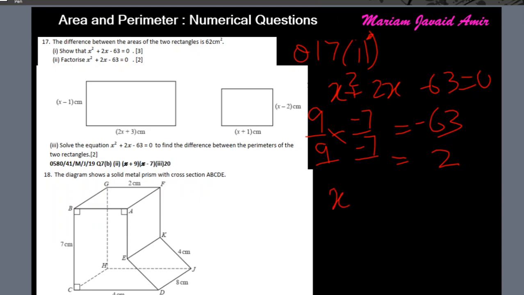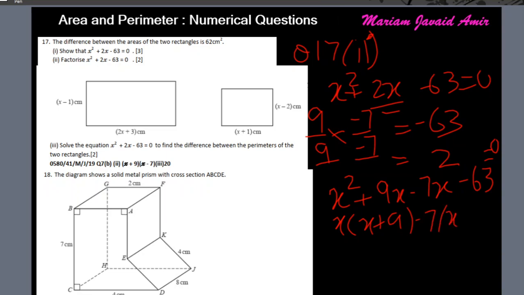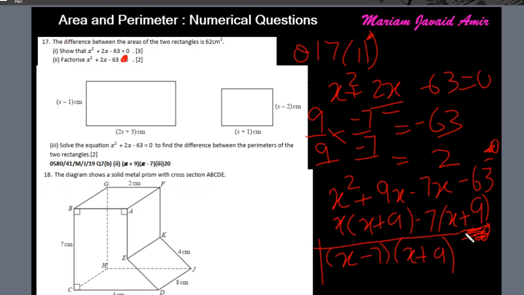So I'll break the middle term into 9x minus 7x. Instead of 2x, I've written this, and the rest will remain the same. Then x is common in the first two terms, minus 7 is common in the next two terms. So this becomes x plus 9, and this becomes x minus 7. Oh, I'm not supposed to equate it to 0 yet. I think there's a typing mistake. This should be x square plus 2x minus 63 only, not equals 0. So factorized form is this: x plus 9, x minus 7. This is the answer for part 2.